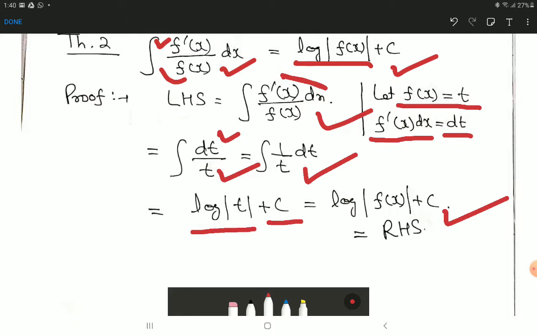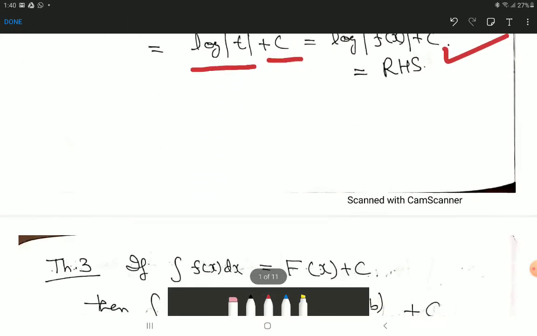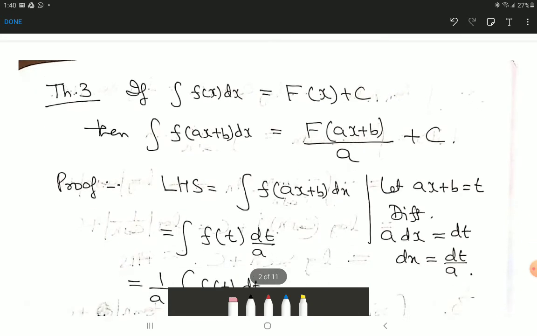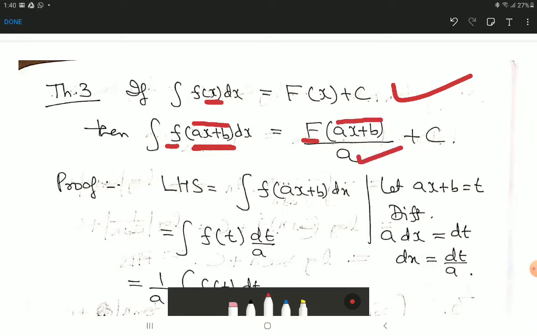So in this way, this formula has been also proved, and it is quite simple and applicable in a lot of questions. Moving ahead, the third and the final theorem of this exercise: if integration of small f(x) is equal to capital F(x) plus c, and on the left hand side x is replaced by ax plus b, in that case its integration will be on the same line. If integration of small f is capital F, still the integration of small f will be capital F. And here it is ax plus b, so it will remain ax plus b only. But the only thing is you will have to divide by the coefficient of x, which is a, plus c.